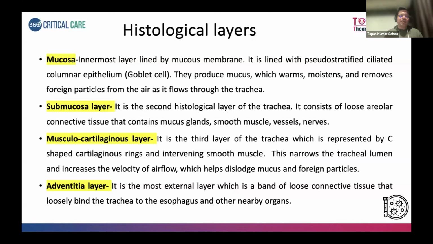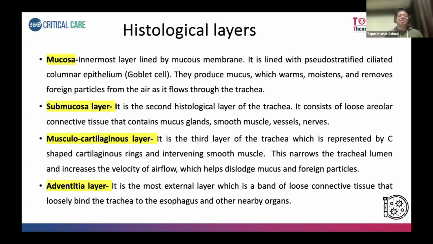Now the submucosal layer is the second histologic layer of the trachea. It consists of loose areolar connective tissue that also contains mucous glands, smooth muscle, vessels, and nerves. The submucosa contains the vessels and nerves. The musculocartilaginous layer is the third layer of the trachea. Again, that would be the C-shaped cartilaginous rings, with intervening smooth muscle. And this narrows the tracheal lumen and increases the velocity of the airflow.